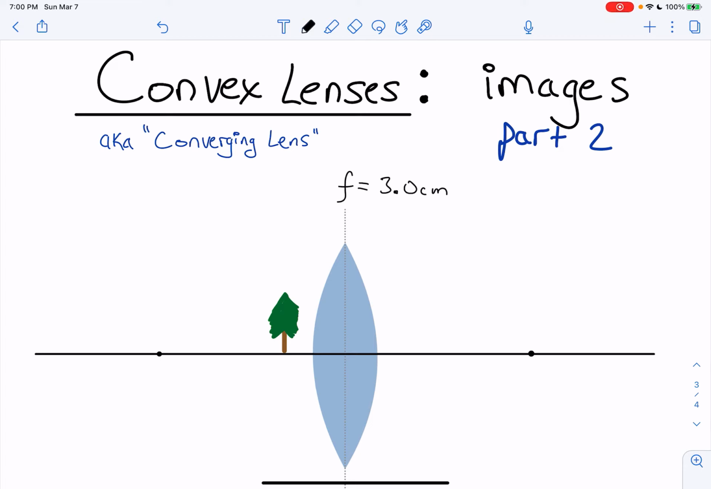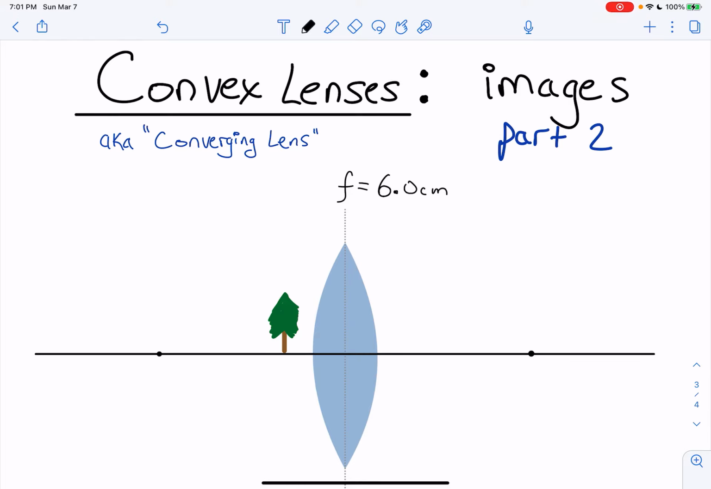So this is looking at the image formed by convex lenses, part 2, where we consider now what would happen if we move the object inside the focal point. So for illustrative reasons, I've decided to make the focal point here twice the focal distance from the previous examples. So instead of 3 centimeters, it's going to be 6.